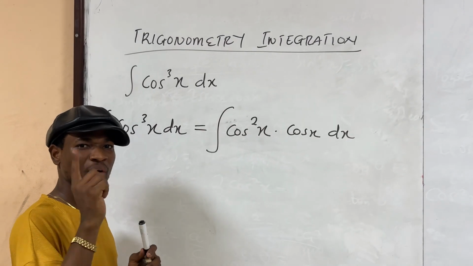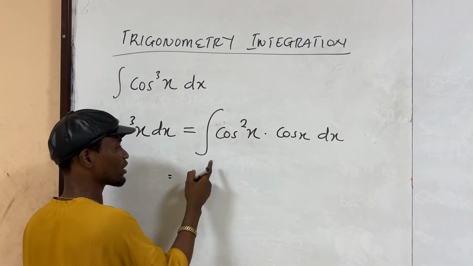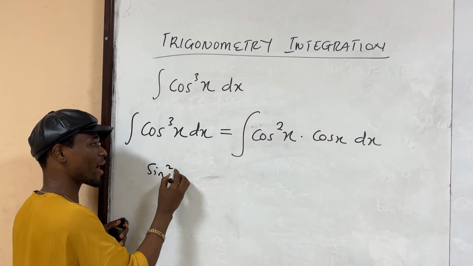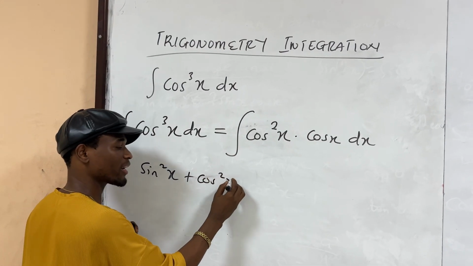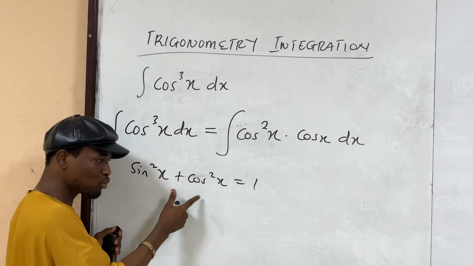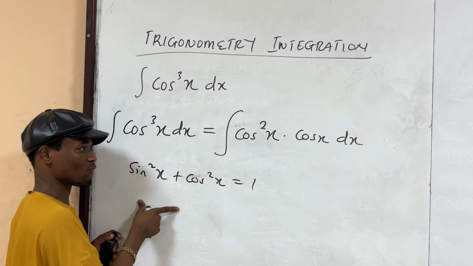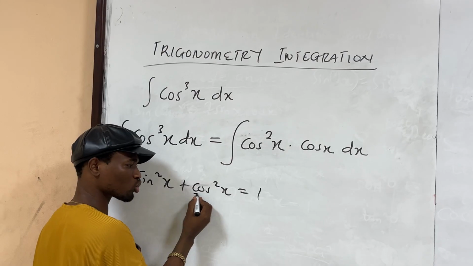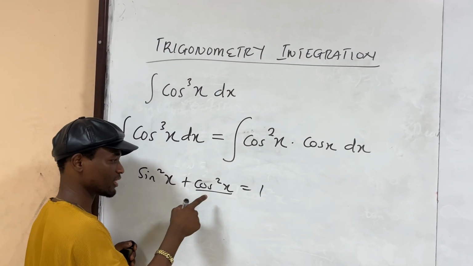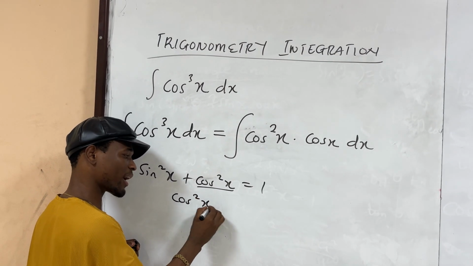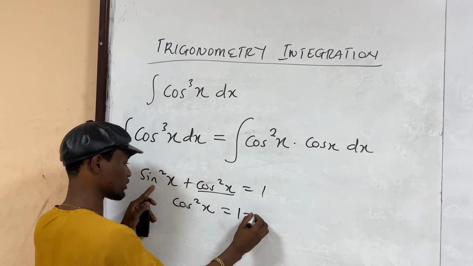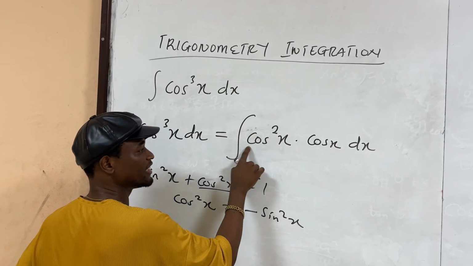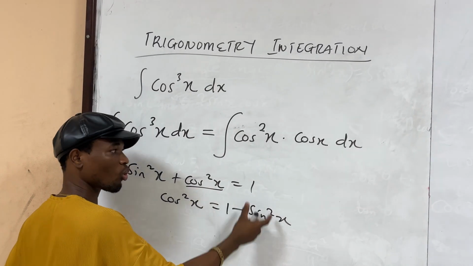So viewers, remember again, we said sine squared x plus cos squared x is equal to 1. The proof is there, right? So here we have cos squared x. I can make cos squared x the subject. So I have cos squared x is equal to 1 minus sine squared x. So wherever I see this, I'm going to put this over there.